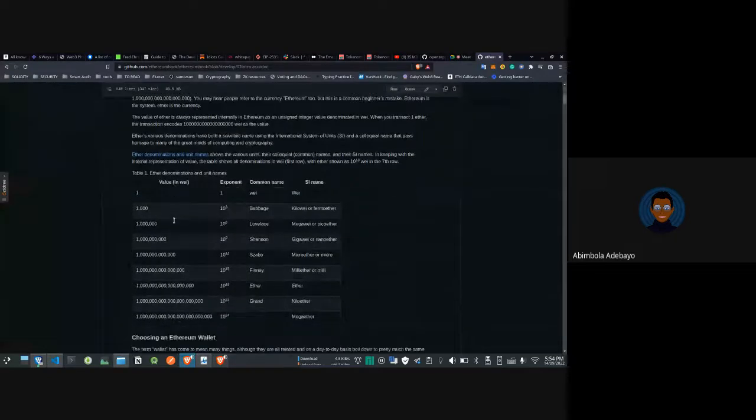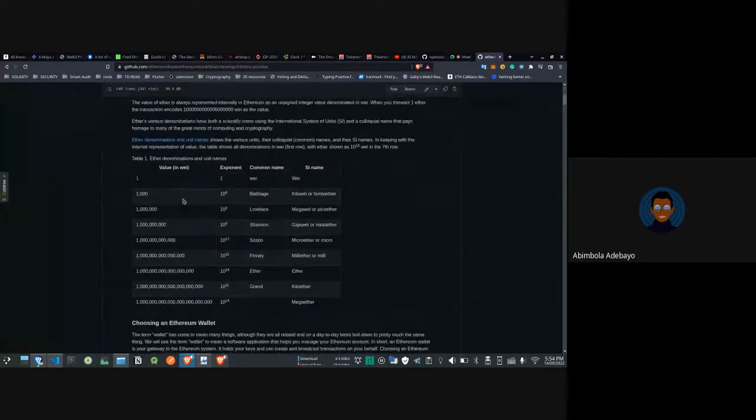This is the minimum, just like the way you have naira and you have kobo, you have dollar and you have cent. For 1 ether, the smallest value of an ether is wei. And 1 ether will give you 10 raised to power 18 wei. So that's what's explained here.